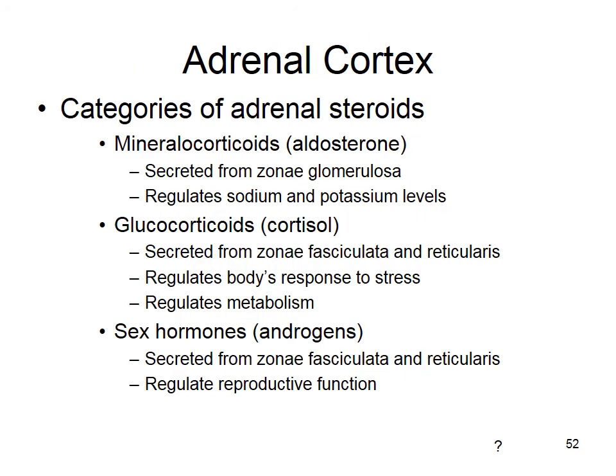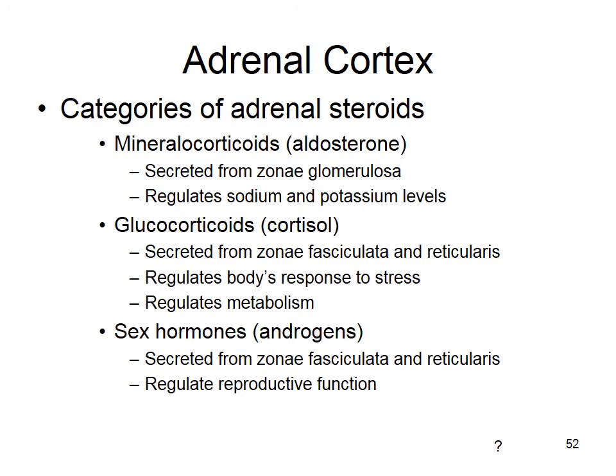The adrenal cortex releases steroid hormones, and those steroid hormones are the mineralocorticoids, the glucocorticoids, and some amount of sex hormones. But the vast majority of sex hormones are secreted by the gonads. Small amounts get secreted by the adrenal cortex.